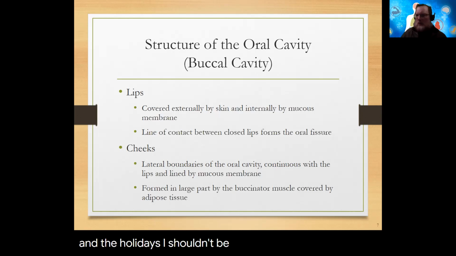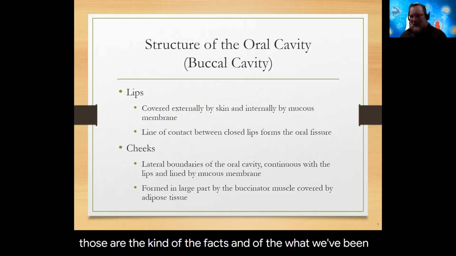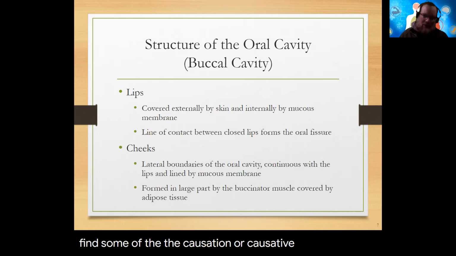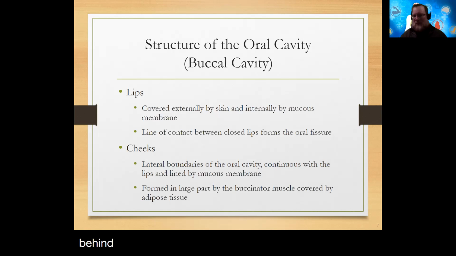I shouldn't be gloomy and doomy, but those are the facts of what we've been seeing in the clinic. So maybe, just maybe, we can start to find some of the causation or causative mechanisms behind these various and sundry abdominal issues.